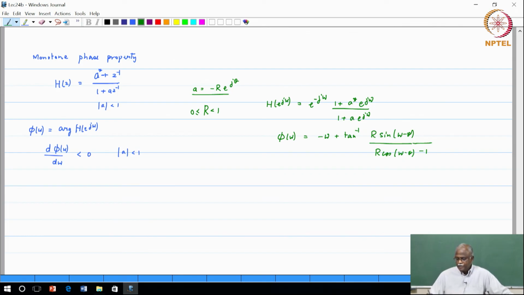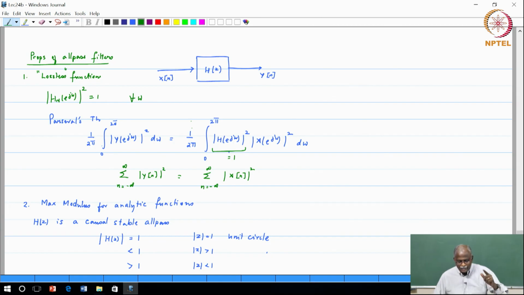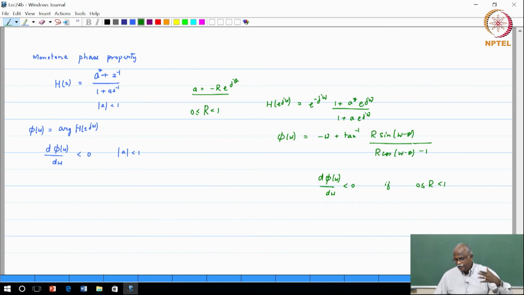Please write down the expression, differentiate phi of omega, and show that d phi of omega by d omega is less than 0 if r is greater than or equal to 0 and less than 1. Under this condition you can show that. So this is monotone phase. So there are three properties of the all pass. One is losslessness, which we have proved. Maximum modulus we have stated without proof. The third one we have stated with the request that you should prove it.